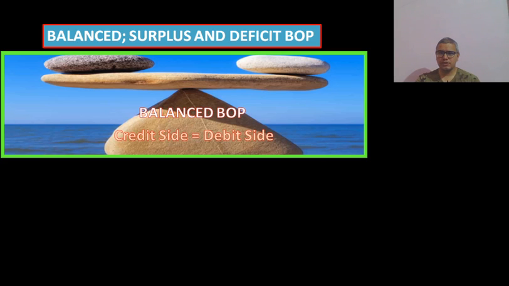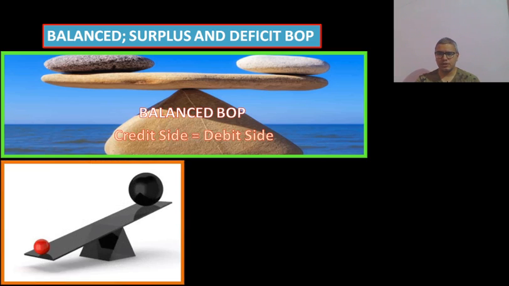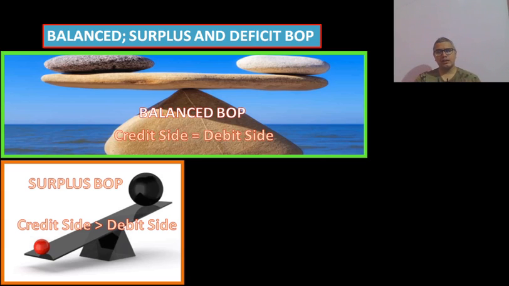Now further, balance of payment disequilibrium can take place in two ways. The first way is that of surplus balance of payment. When will surplus balance of payment occur? Surplus balance of payment will occur whenever the credit side of the balance of payment is greater than the debit side. Since balance of payment disequilibrium occurs whenever credit side is not equal to debit side, they may not be equal in two ways. First, the credit side may be greater than the debit side, and whenever this situation occurs, we call it surplus balance of payment.